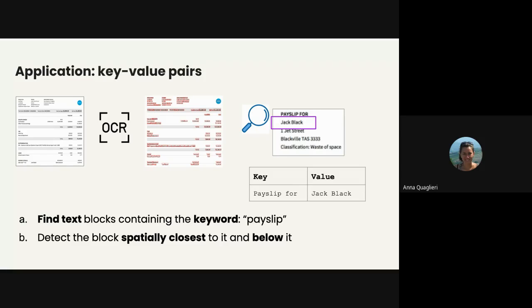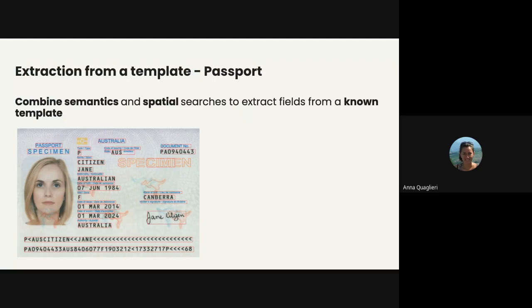And so you can imagine this as deterministically creating orders in order to navigate the space in the page. Of course, this requires that you have knowledge of the template. A lot of the things that we have done are based on what we know about the template. For instance, imagine that we have detected using an NLP model that there is a passport on the page. You can imagine combining different semantics and spatial searches in order to extract information from a template.